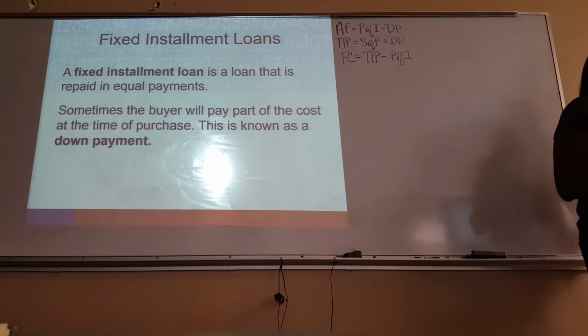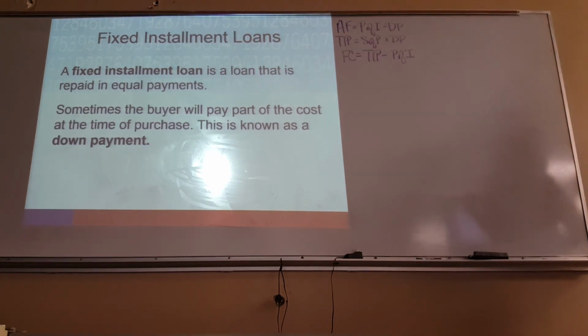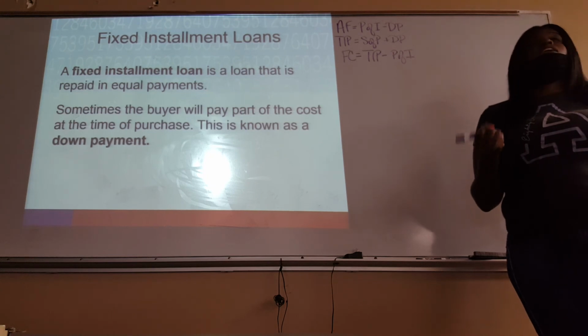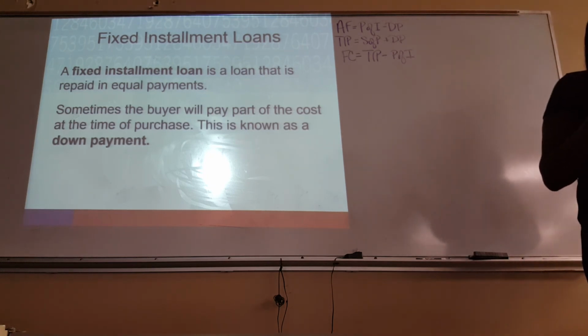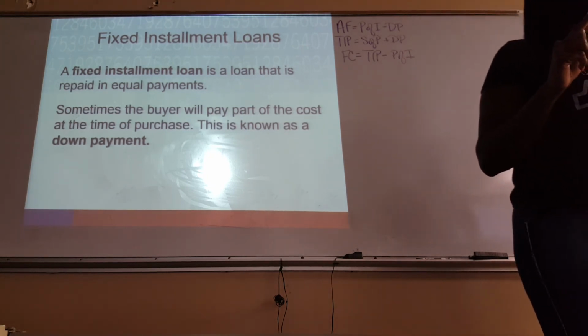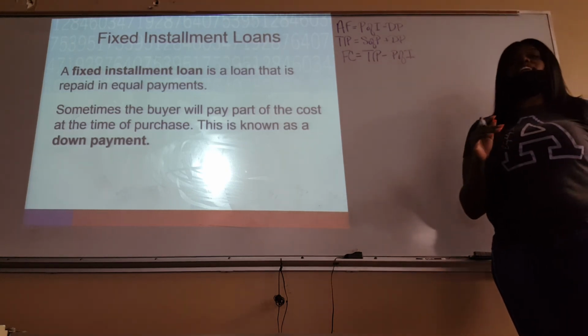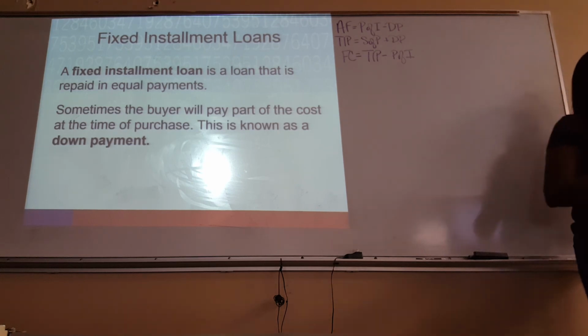Sometimes the buyer will pay part of the cost at the time of purchase. This is known as the down payment. That's just like if you're going to a car lot to buy a car and you save your money to take something with you and pay up front, your down payment is what that money is called. The best part about a down payment is you don't have to pay any interest on it, because it's money you're paying up front out of your pocket.